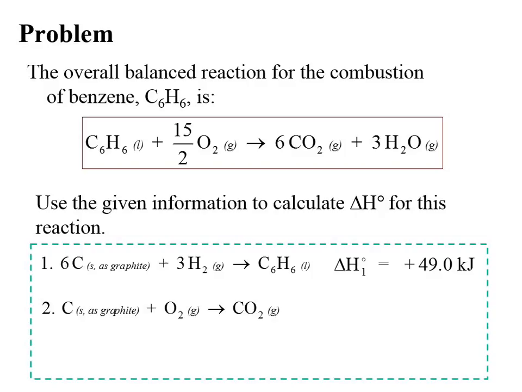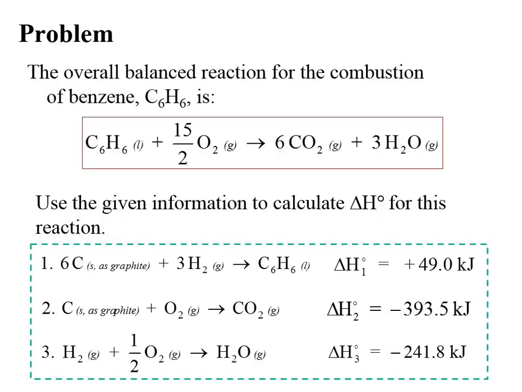Our second puzzle piece is this one, where we're taking carbon and combining with oxygen to form carbon dioxide. It's exothermic. Remember we talked last week that that's the amount of energy given off specific for 1 mole of carbon, 1 mole of oxygen, and 1 mole of carbon dioxide. And our last puzzle piece is this one, where we're just forming water from hydrogen and oxygen.